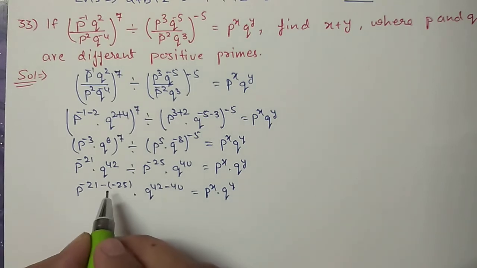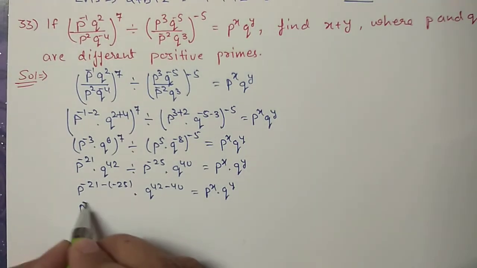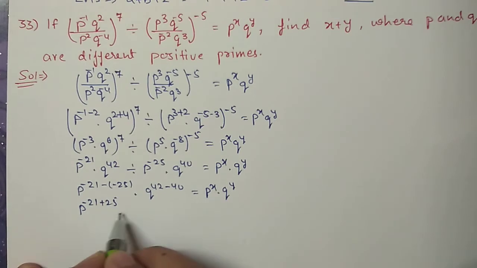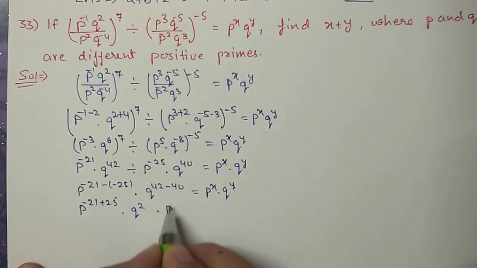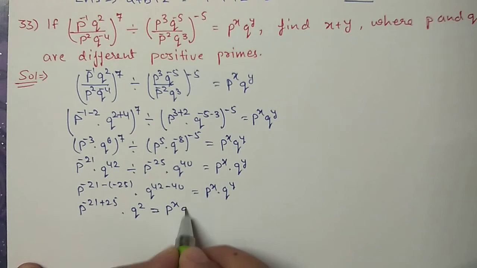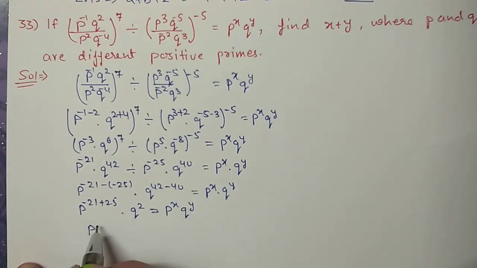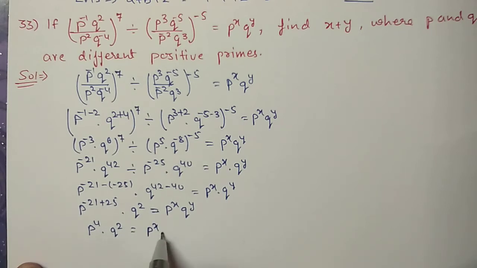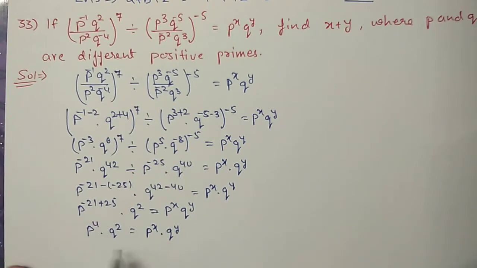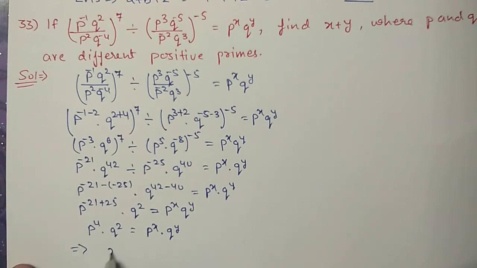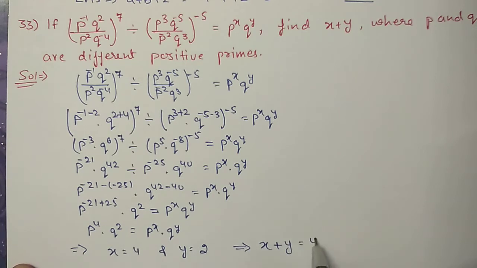So minus, minus will become plus, minus 21 plus 25. Here we will get p to the power 4 q to the power 2 equal to p to the power x and q to the power y. So after comparison we are getting x is equal to 4 and y is equal to 2. Now we have to find out the value of x plus y. So x plus y will be 4 plus 2 equal to 6.